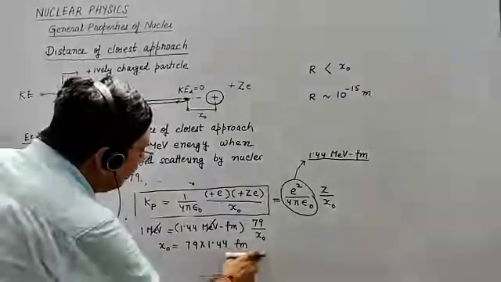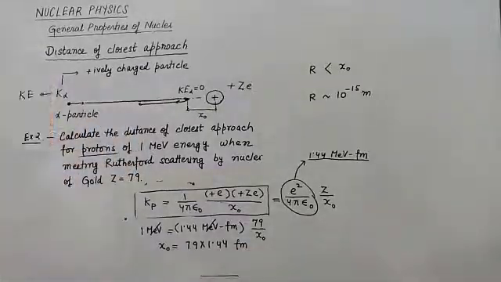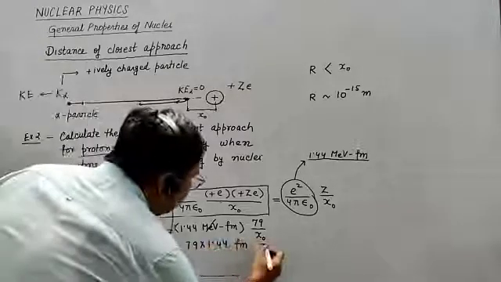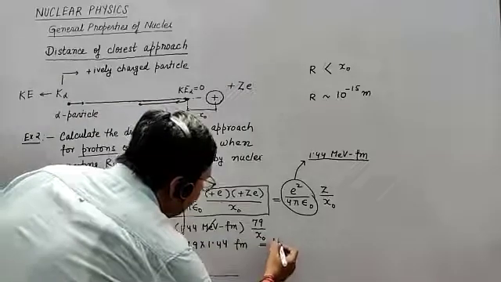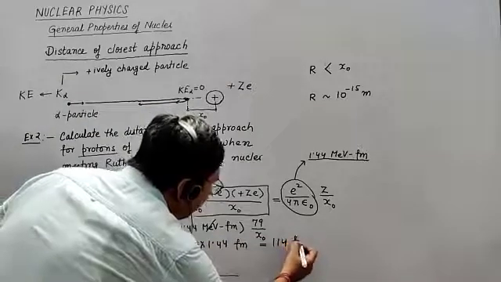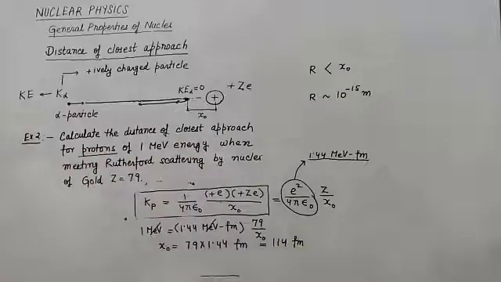So this will be nearly 120 Fermi. So this will be the distance of closest approach. If you calculate this, this will be nearly 114 Fermi. This will be the answer of this question. So this type of question can be asked in the exam. This is an important question.